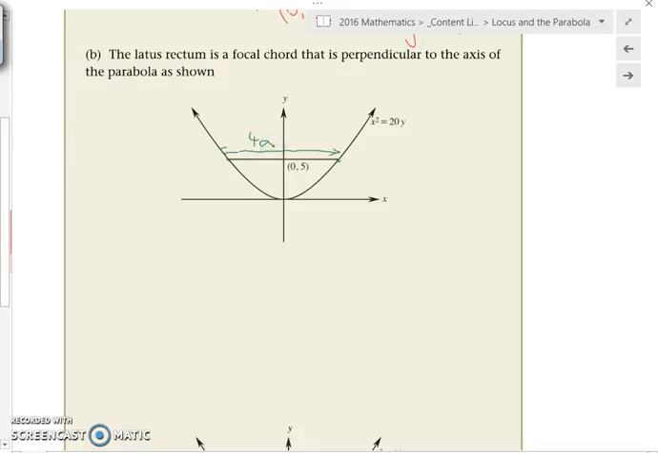You know that length is 4a. 4a equals 20. Therefore, that length is 20. Yeah? So, therefore, your latus rectum, its length is 20. Cool? And that means it's 10 either side, which means one of your points is going to be minus 10, 5, and the other one's going to be 10, 5. Yeah? That does work. Can I show you the other way?